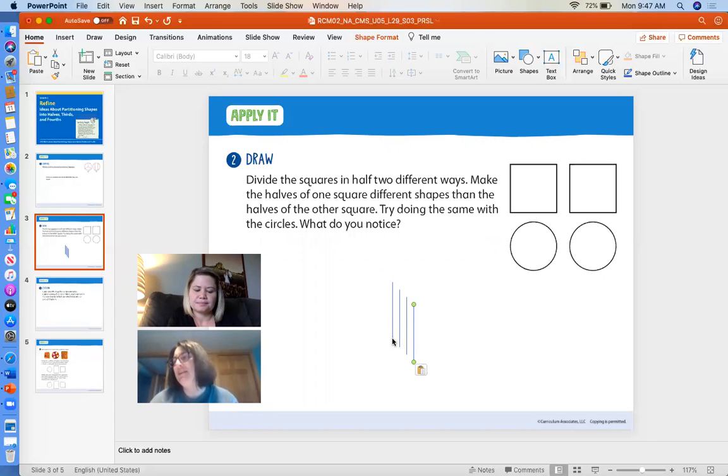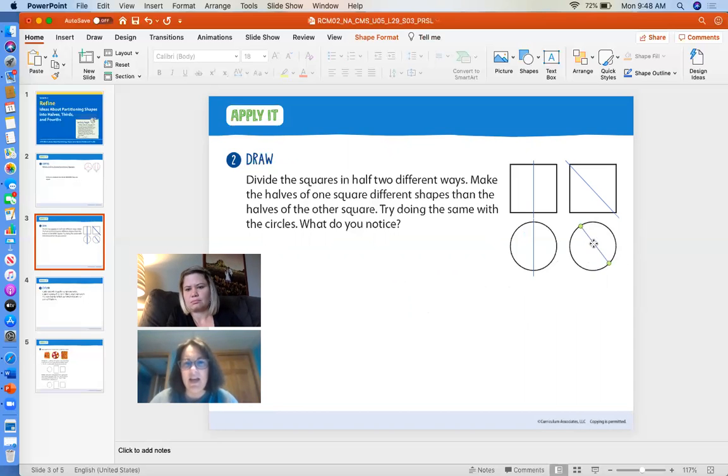Okay. I think the first one we divide straight down the middle like we always do. Good. And then the next one, let's do diagonal. Can we do diagonal with those? Yeah. Again, it's not going to be perfect, but you would just go from one corner to the next, right? Ooh, nice. And then let's do our circles. So let's do the first one right in half, like that. And then let's do the next one diagonal too. Perfect. So what do we notice about these two?